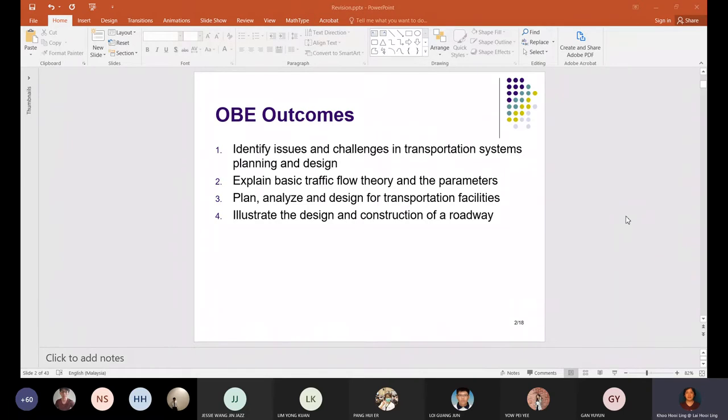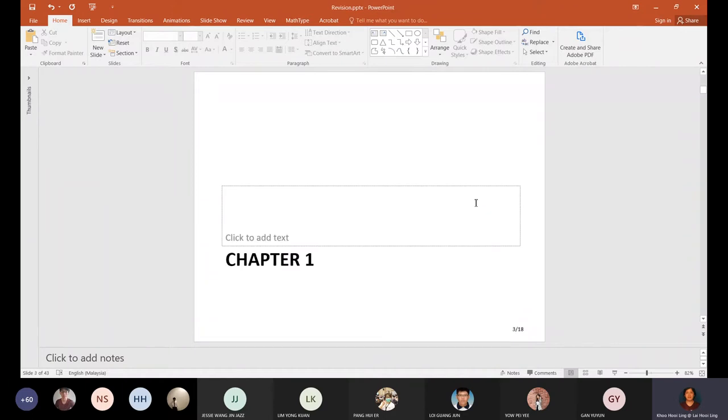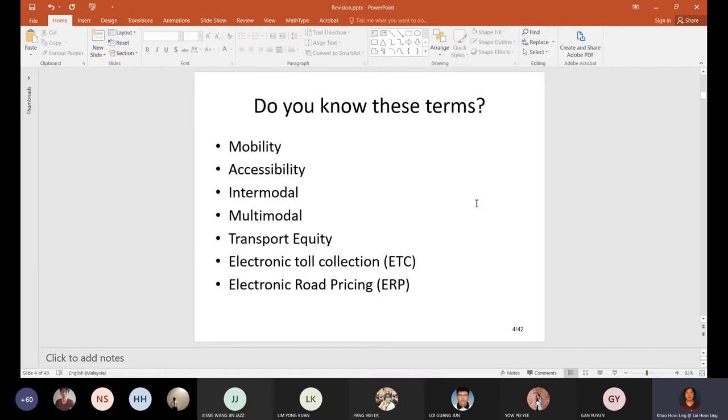If you didn't actually get anything after these 12 or 13 weeks, at least you need to grasp the key points that I'm going to discuss with you, your takeaway, whatever you need to know. In chapter one, after you walk out from this course, you should already know the meaning of mobility, accessibility, intermodal, multimodal, transport equity, electronic toll collection, and electronic road pricing. You need to know the difference between mobility and accessibility.